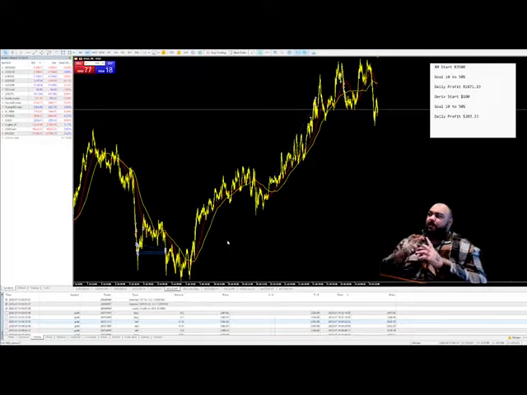You know what I love about this move? Your stop loss is just below the 100. Your stop loss is a couple of pips just below the 100 moving average.